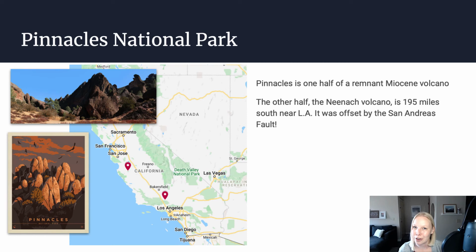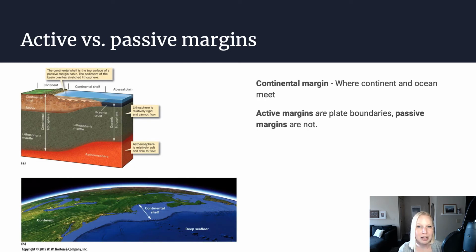It's about 195 miles south of Pinnacles. And the reason that this volcano had been split in half is because of the San Andreas Fault. So that just goes to show exactly how much slip has occurred on the San Andreas Fault, at least since the Miocene.